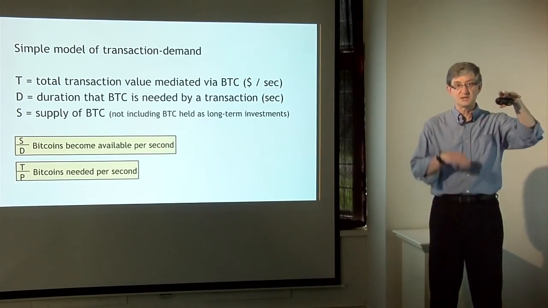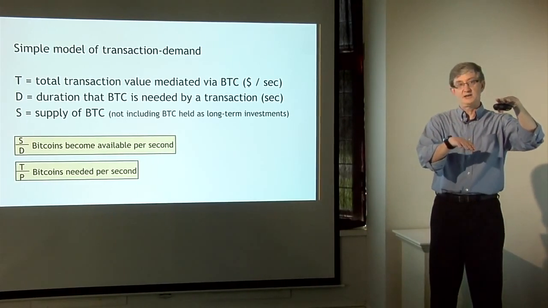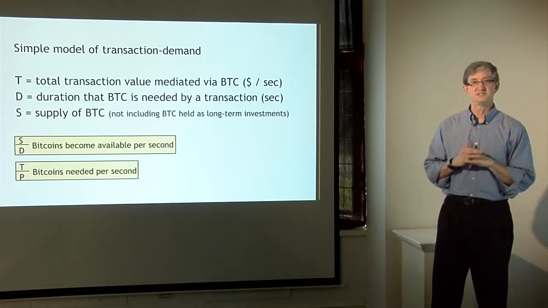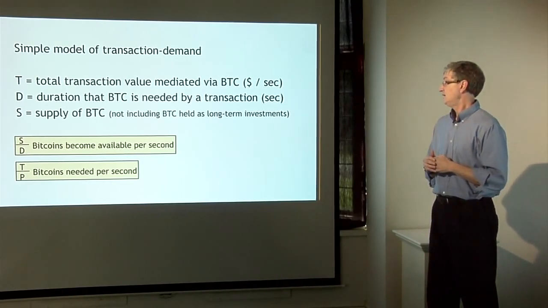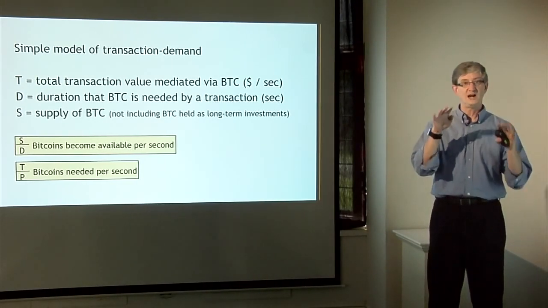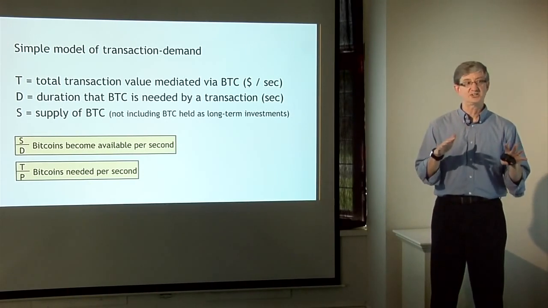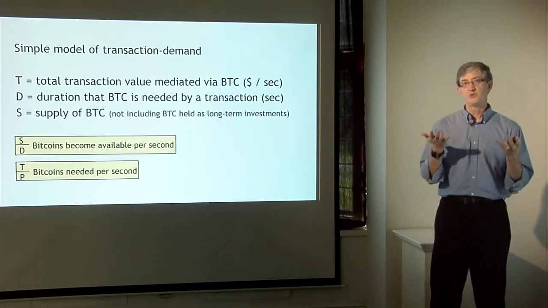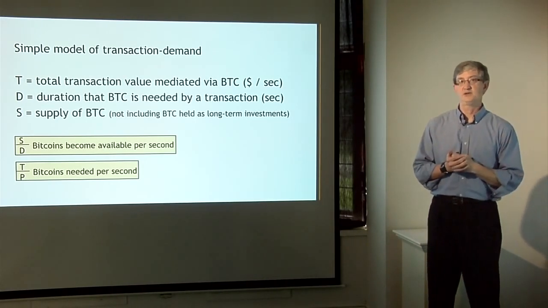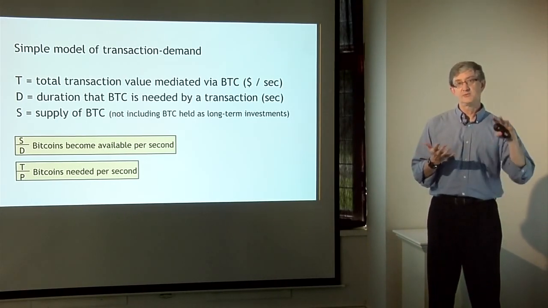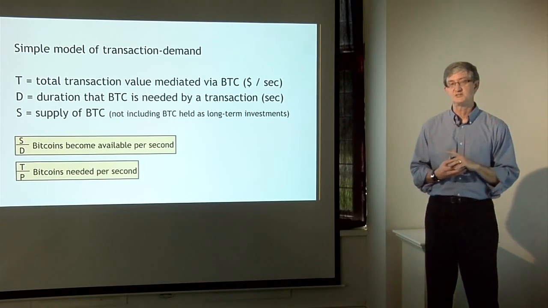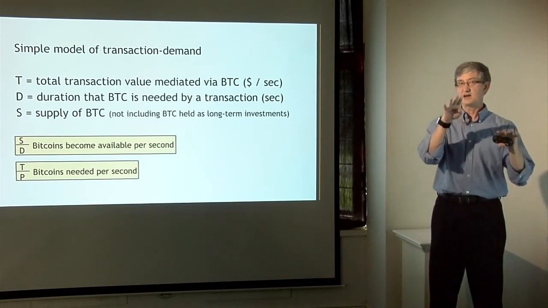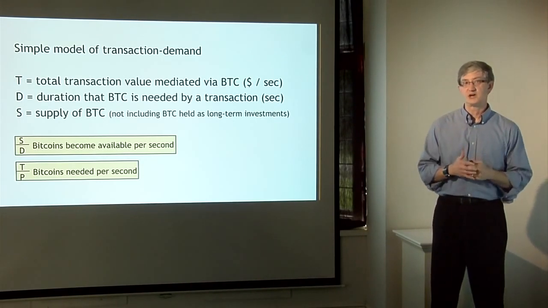So if supply is bigger than demand, then demand will be pulled up. On the other hand, if demand is higher than supply, that means that there are people who want to get bitcoins to mediate a transaction who can't get them because there aren't enough bitcoins around. And so those people will bid more in order to get their bitcoins. They'll have to bid more because there'll be a lot of competition for the limited supply of bitcoins. And so if the demand is higher than the supply, the result is that price will go up.